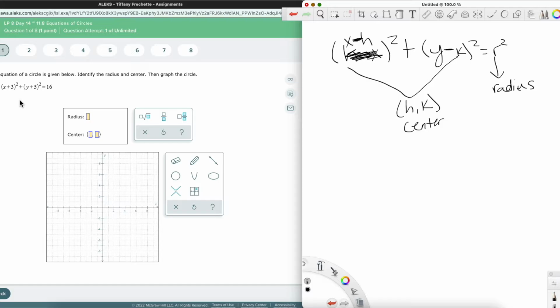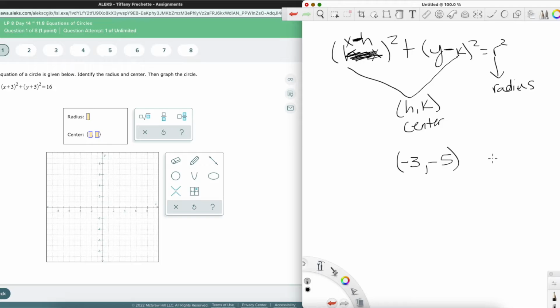So we have x plus 3, so x minus h. H is my first coordinate point. Remember, it should be minus. Since it's a plus, that means that it's a negative 3 that they put in there. And then k, I have y plus 5. So again, that means there was a double negative there. And then I have 16.